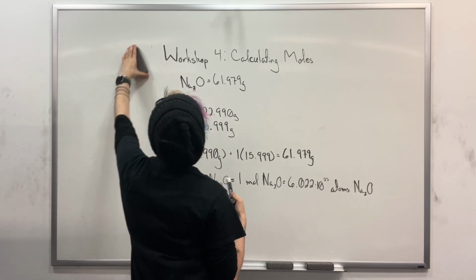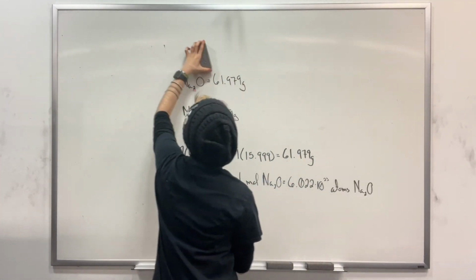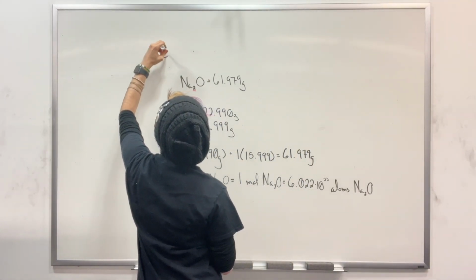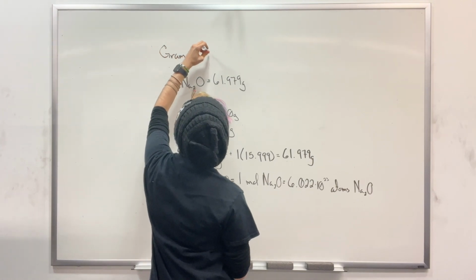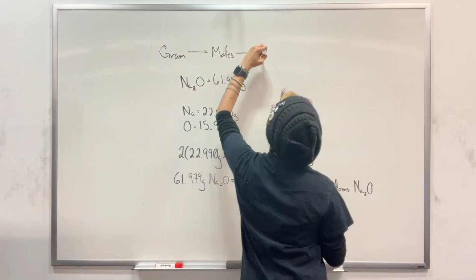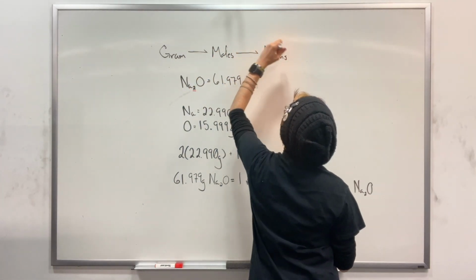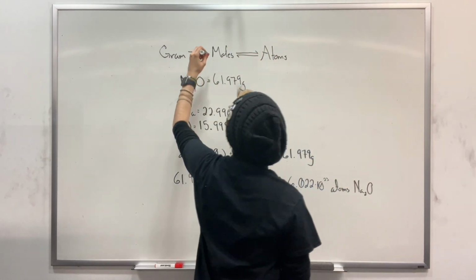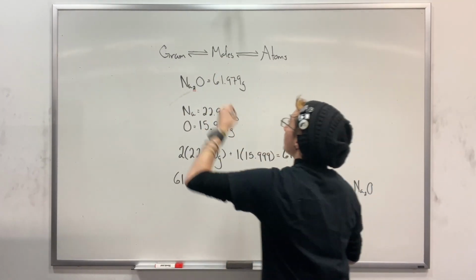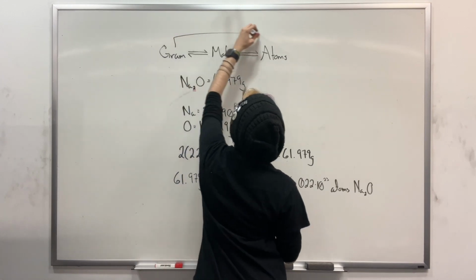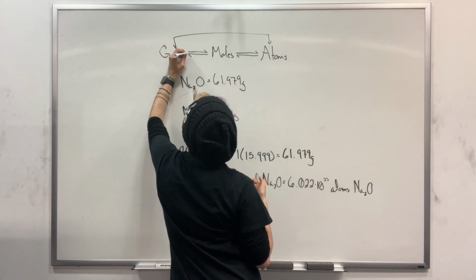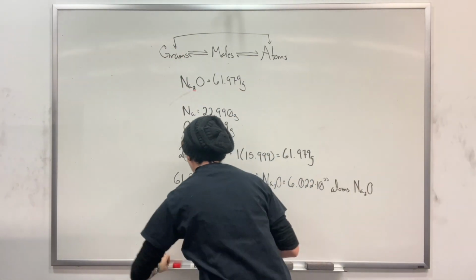I'm going to erase this up here. The pathway is always going to be grams to moles to atoms, or in the reverse direction, atoms to moles to grams. And of course, if you start with moles, you can go in either direction. But there is no way to directly know how many atoms you have from grams, and there's no way to know how many grams you have from atoms.